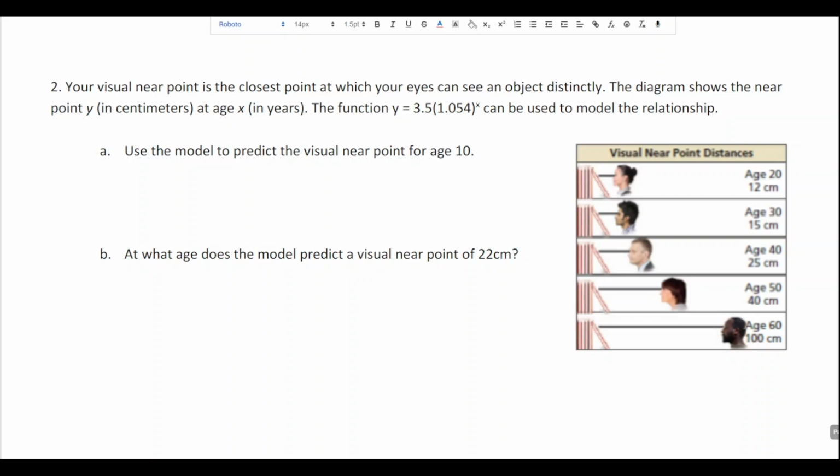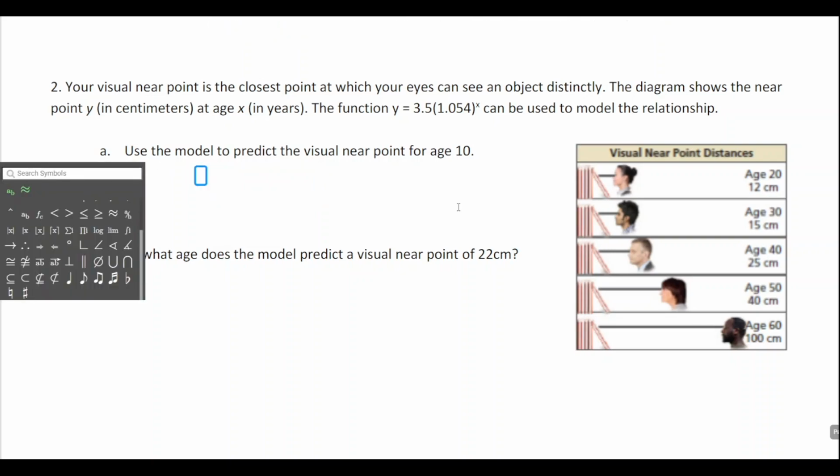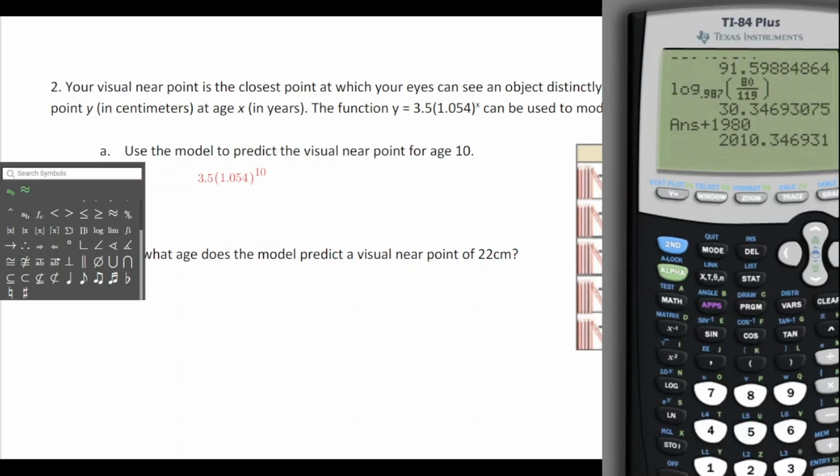It says, first, use the model to predict the visual near point for age 10. Okay, so basically all we need to do here is input 10 into our function for the age. So 3.5 times 1.054 to the power of 10. And let's go ahead and calculate that out. Again, most of these, if not all of them, are going to be calculator problems. So let's go ahead and pull that up.